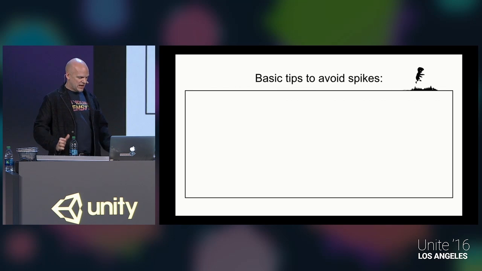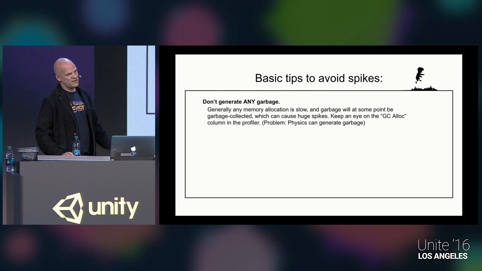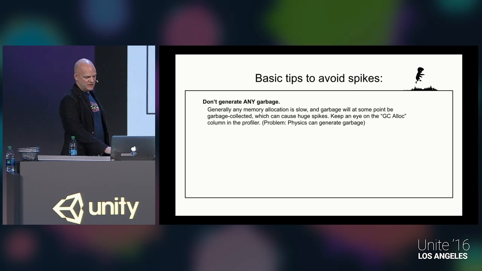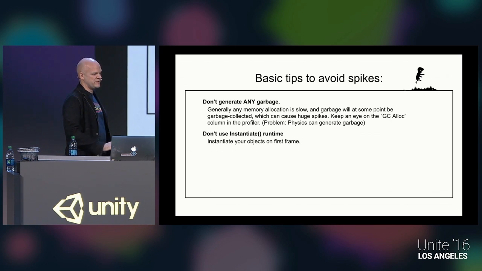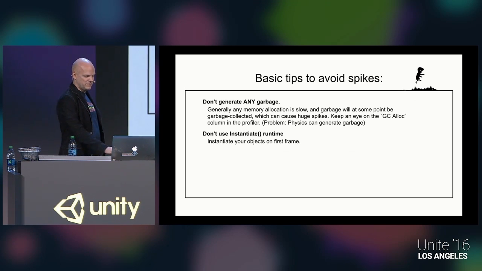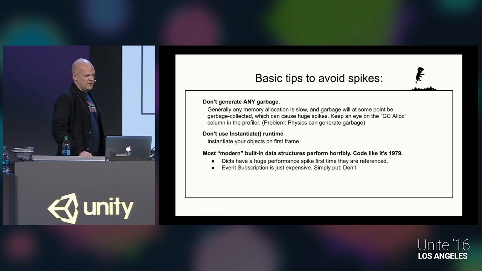Okay. I have some basic tips to avoid frame spikes. They don't really have anything to do with the C# code, but don't generate garbage. We've said that a few times, and that will always be a problem if you do. Of course, don't use instantiate at runtime. It's expensive. You must pre-allocate everything, in my opinion.